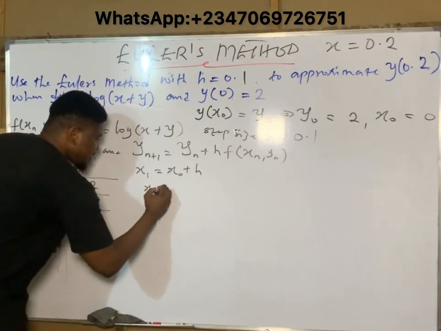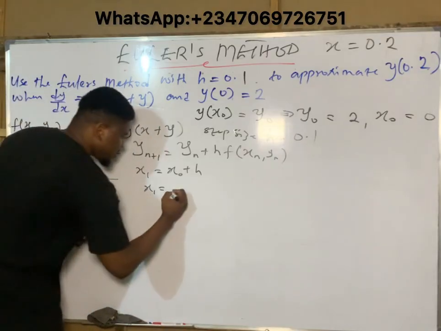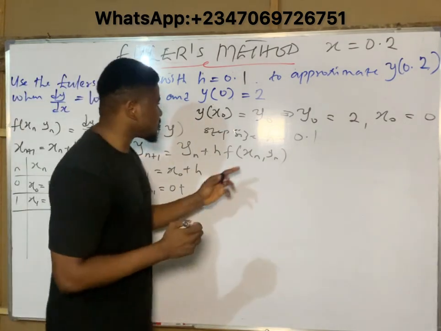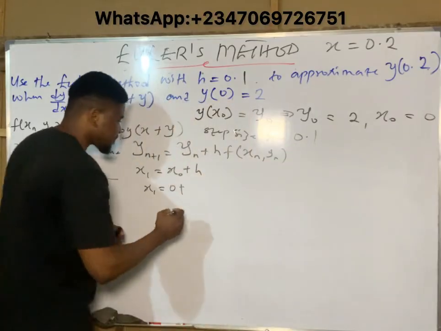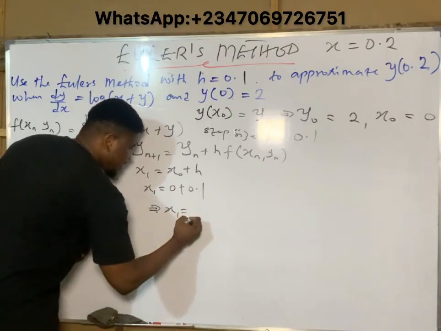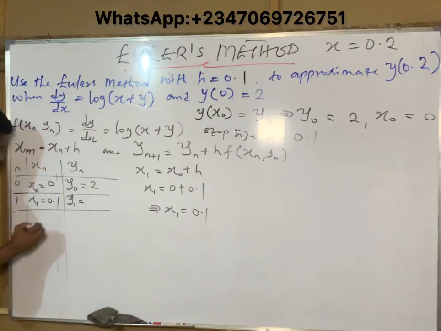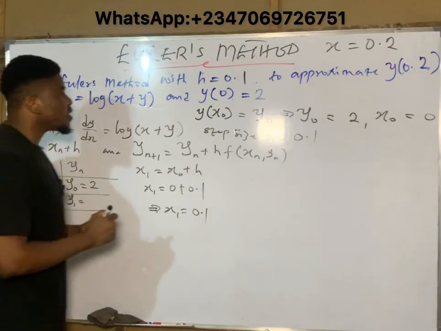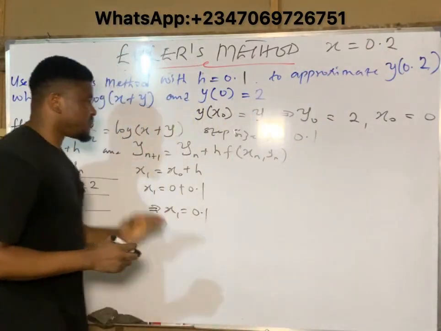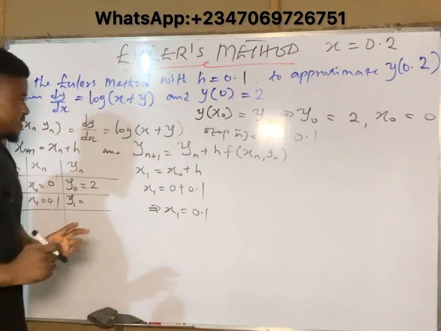So our x1 value becomes x0, which is 0 from the question, plus h, and our step size from the question was given as 0.1. This implies that our first value of x is 0.1. So x1 is simply 0.1. We need to do this until we achieve x equal to 0.2. Then we stop. The value of y that we obtain at that point becomes our approximate value. It's as simple as that.